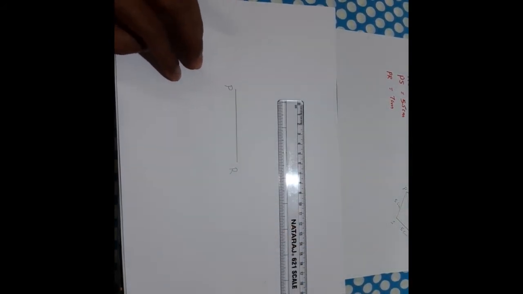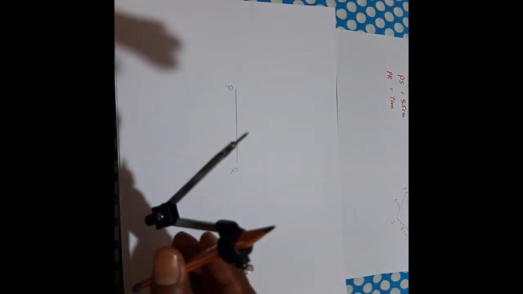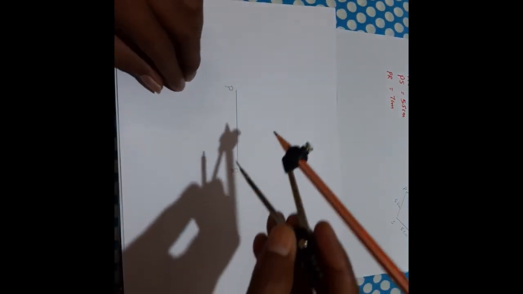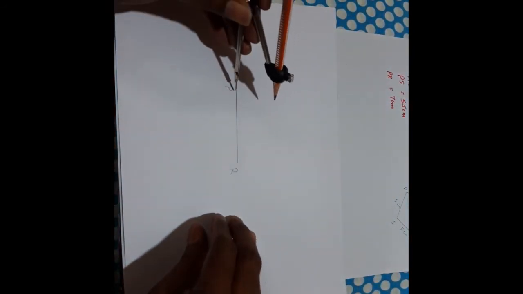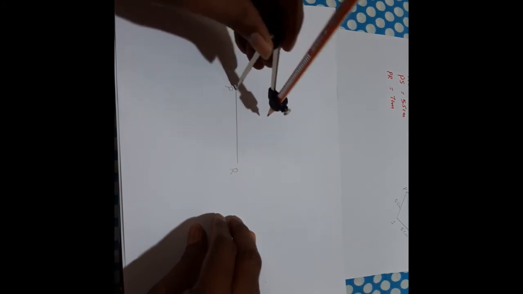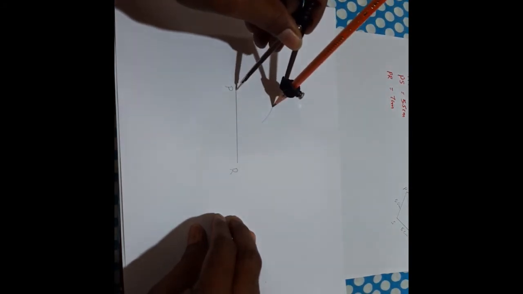Then take a compass, and you need to measure 4 centimeters on the scale, right, children? After measuring, this is 4 centimeters. So take the center as P, because PQ is 4 centimeters. From center P, you just draw an arc above the line segment PR.